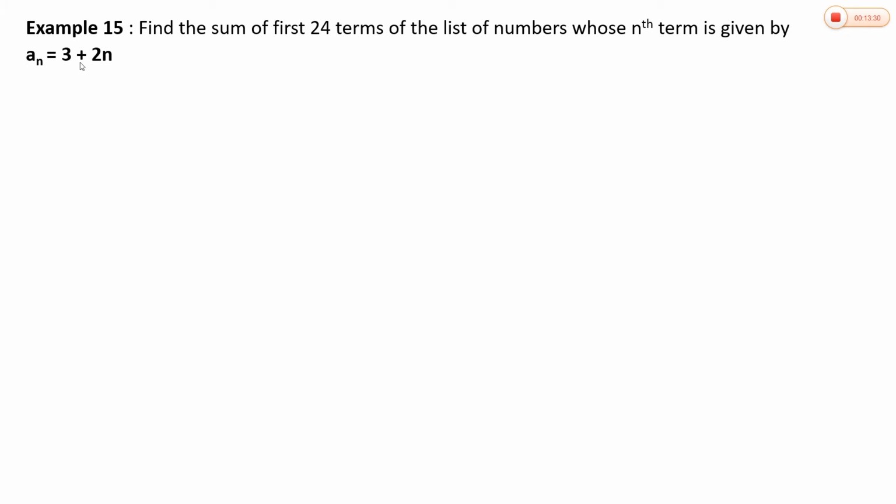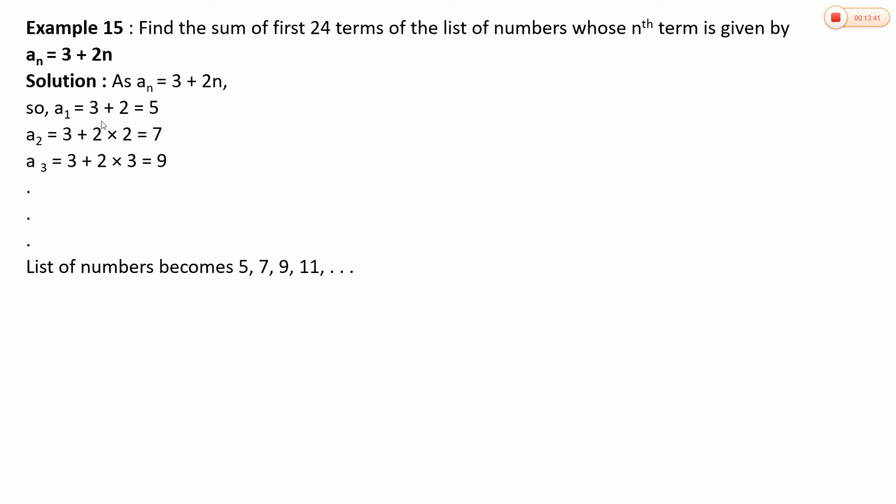Now by using this an, you have to find the first term, second term, third term, etc. and form a sequence like this. As an is equal to 3 plus 2n, for a1, in the place of n substitute 1. In this equation, in the place of n just substitute 1, you will get the value of a1. That is the first term. a1 is equal to 3 plus 2 into 1 is 2, is equal to 5.